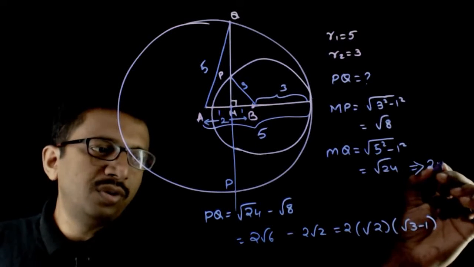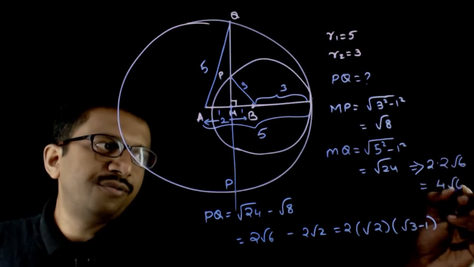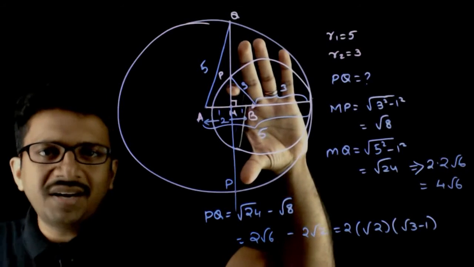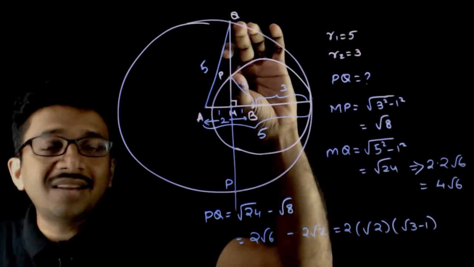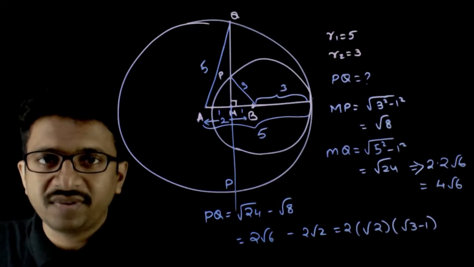So if P is this point, PQ will be equal to 2 times MQ, that is equal to 2 times root 24, which is 2 root 6. So 2 times 2 root 6, that is equal to 4 root 6. So if I want to find the full length, you can take it as 4 root 6. If I want to take this length, you can also find it, that is equal to root 2 times root 3 minus 1. Thank you.